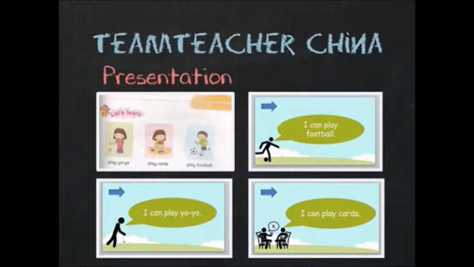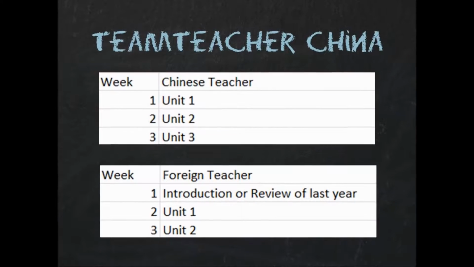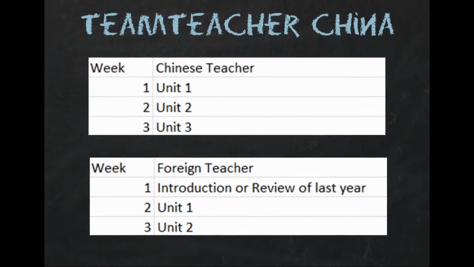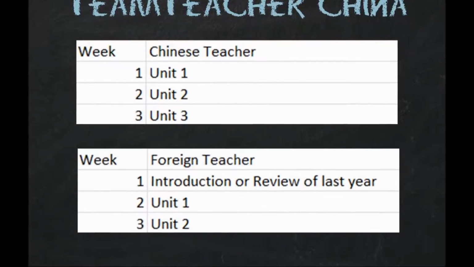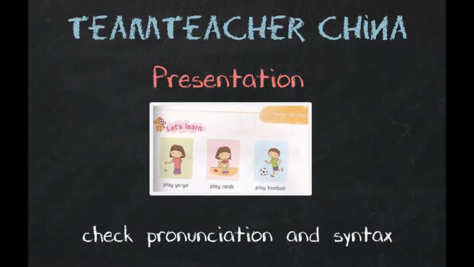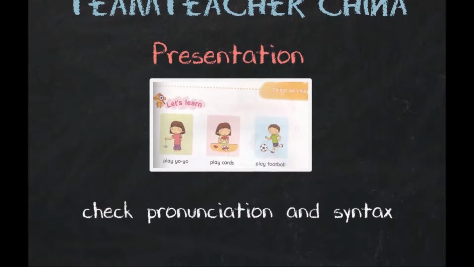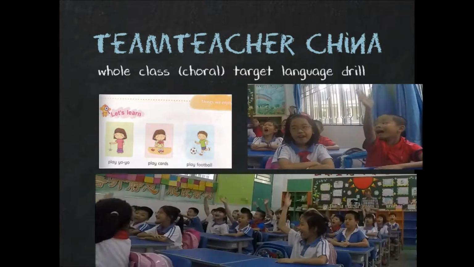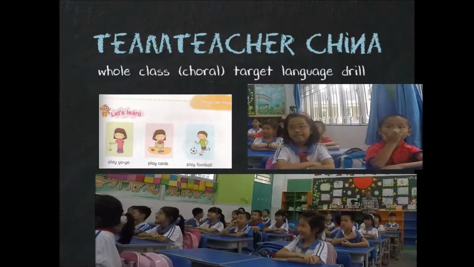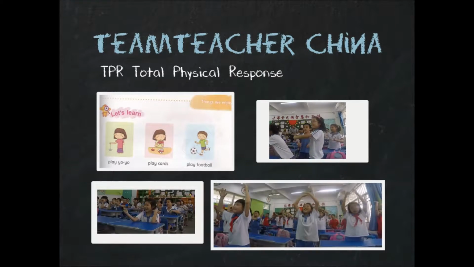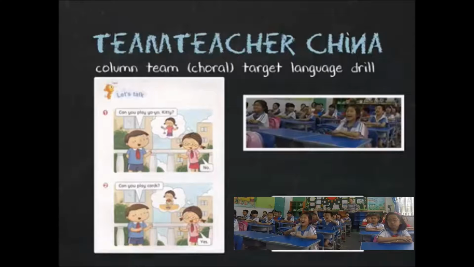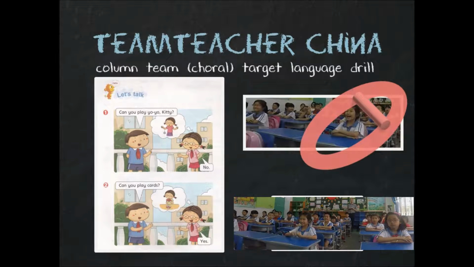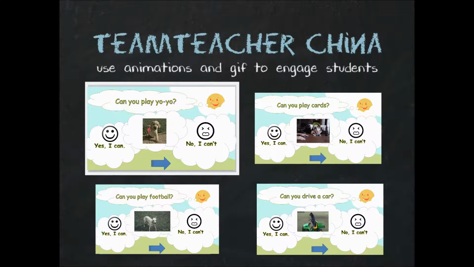Step 3. Presentation. At the beginning of the class, you need to present the new structure and vocabulary. If you are staggering the units you're teaching so that you're behind the Chinese teacher in the curriculum, then this is a good opportunity to check for correct pronunciation and structure use. Demonstrate your target language. Then do a whole class drill. To be more engaging, have students use total physical response to act out the language. Next, drill the language again, but by the columns of students. To make this section more engaging, you can put the students in column teams and give points for most participation.